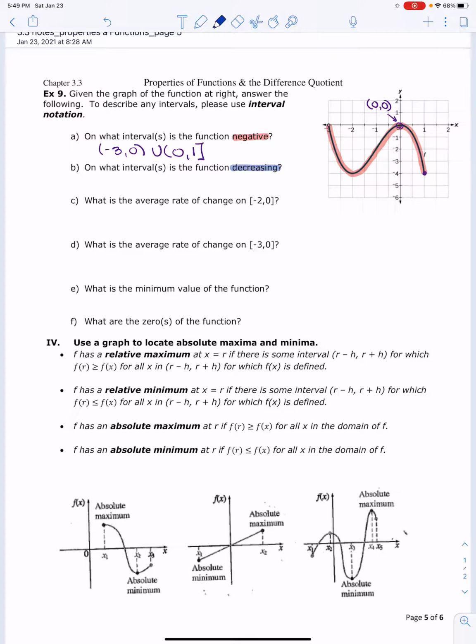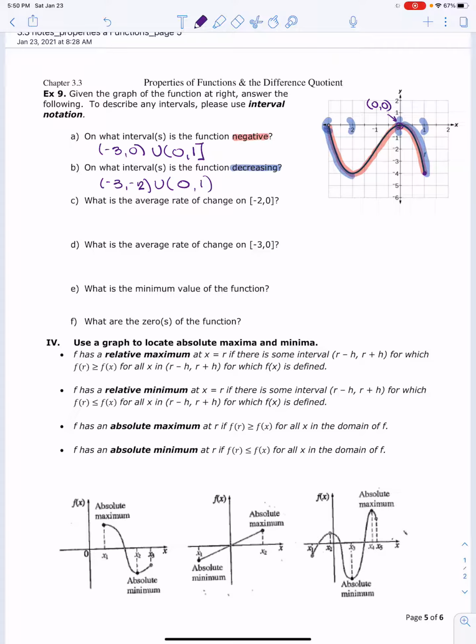Part B asks, on what intervals is the function decreasing? So reading left to right, where is our function going down? Here it goes down. Oops, that's not a curve. Here it goes down to -2. So we are decreasing here. Between -2 and 0, it's increasing, it's going up. And then at 0 again, it starts decreasing, 0 to 1. So the function is decreasing from -3 to -2, and then again from 0 to 1.